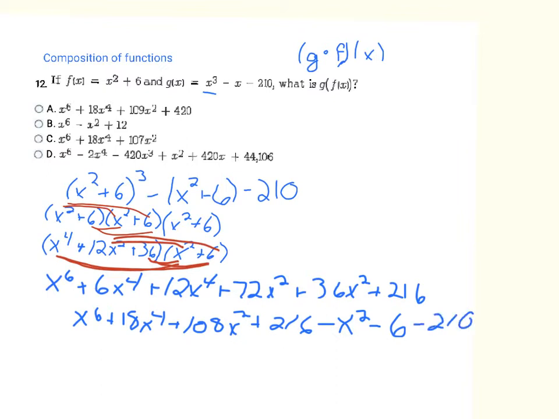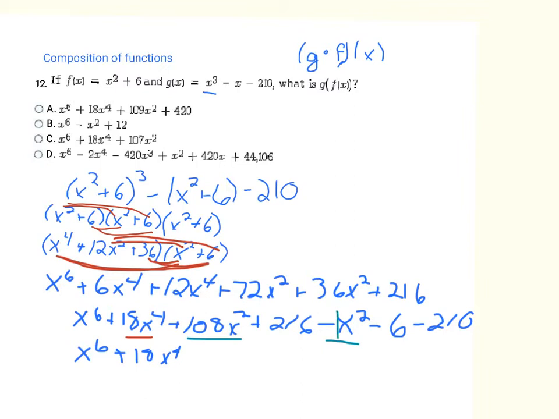So once again, I'm going to combine like terms. I only have one x to the sixth term, so I just rewrite that. I have only one x to the fourth term, so I rewrite that. But I do have some x to the second terms to rewrite, and that's an invisible 1 in front of that x squared.